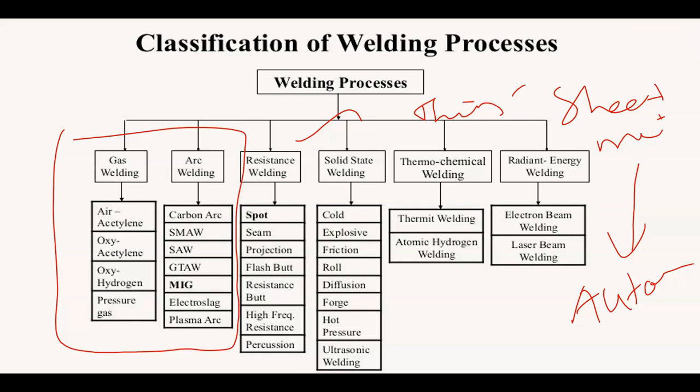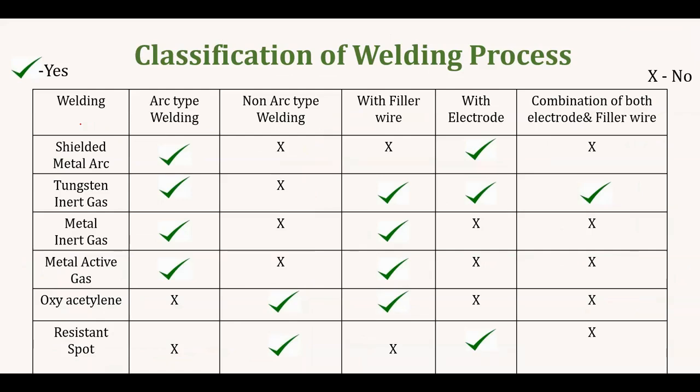So these are the different types of classifications of a welding process. Generally, these three types we are going to see in detail in this unit: how welding can be classified and how it can be compared.